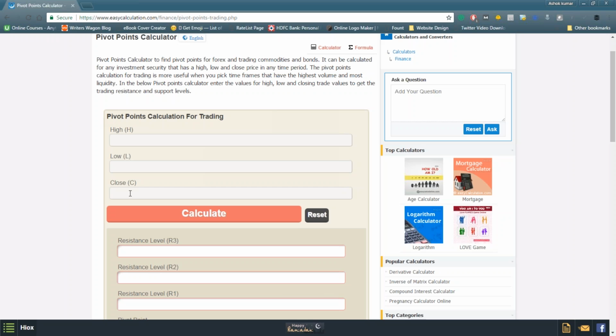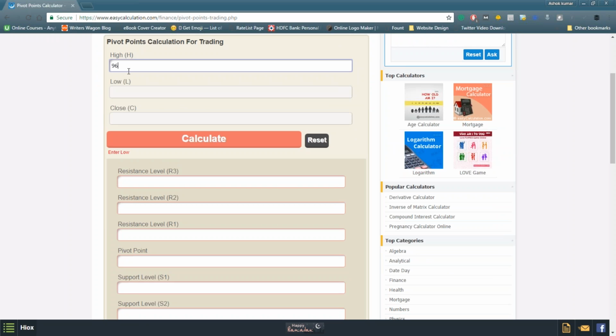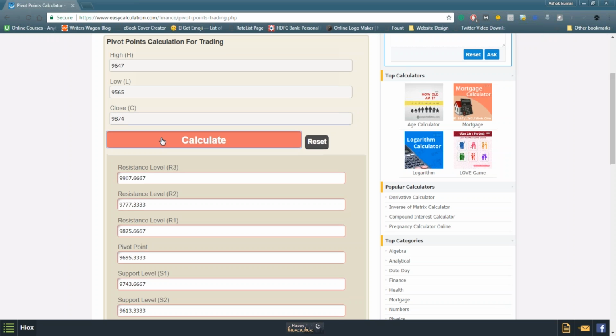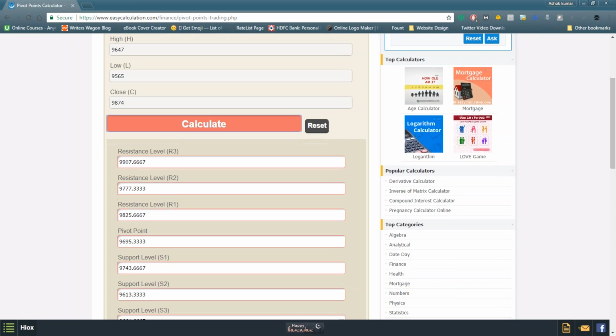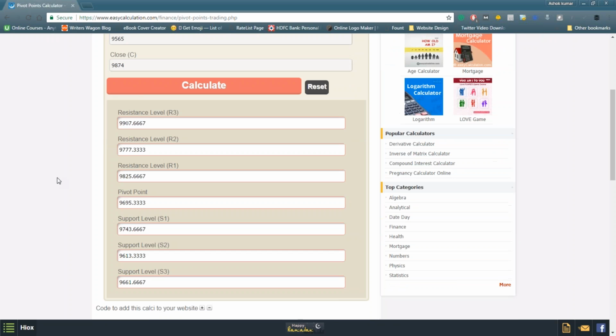If you have these, it will calculate. Let's consider 9647 as the high and 9565 as the low, and the close goes around 9574. So these are the pivot support and resistance zones.